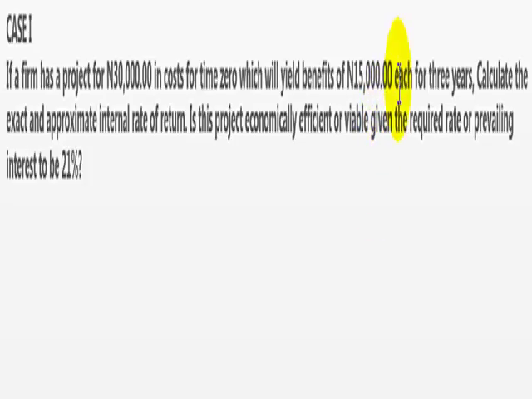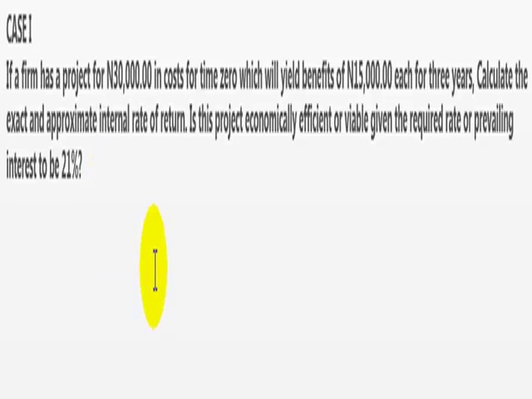Note that the cash flows need not be equal before we can make use of the IRR function, the internal rate of return function. The cash inflow need not be equal, though in this particular financial case it is, because the return from the project is 15,000 naira from the first year of the project to the last year. We are expected to calculate the exact and approximate internal rate of return.